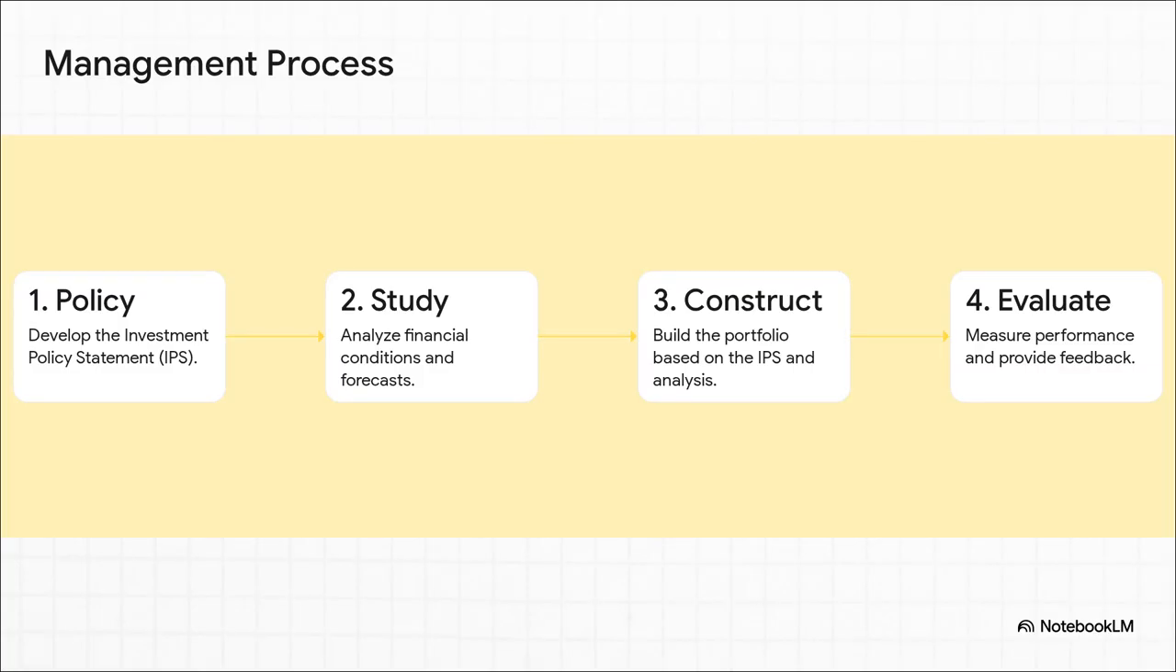Now, this isn't a one-and-done kind of deal. It's a constant loop. It all kicks off with developing the master plan, what we call the Investment Policy Statement, or IPS. Next, you have to study the current market landscape and make some forecasts. Armed with that knowledge, you then construct a portfolio. And finally, and this is key, you have to measure and evaluate how it's doing. That feedback flows right back to the beginning, and the cycle starts all over again. It's a dynamic process of planning, doing, and then refining.